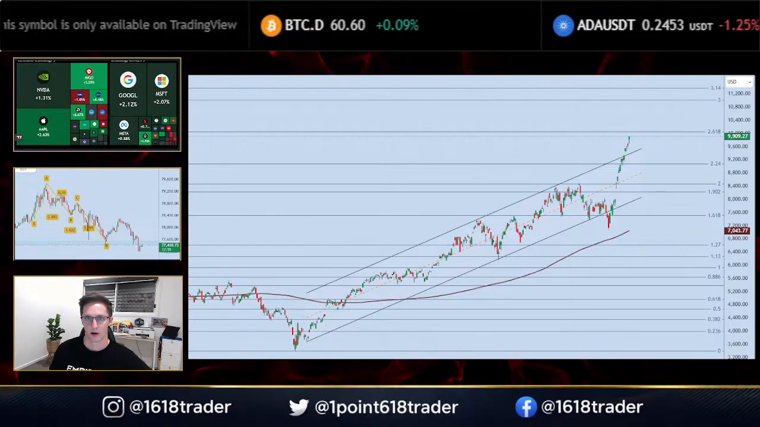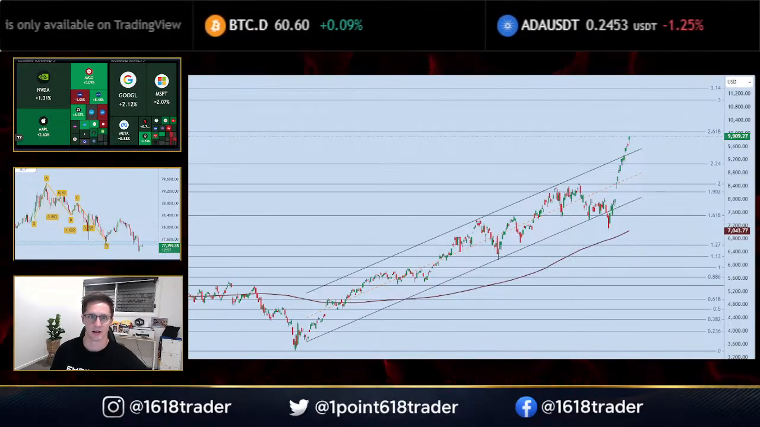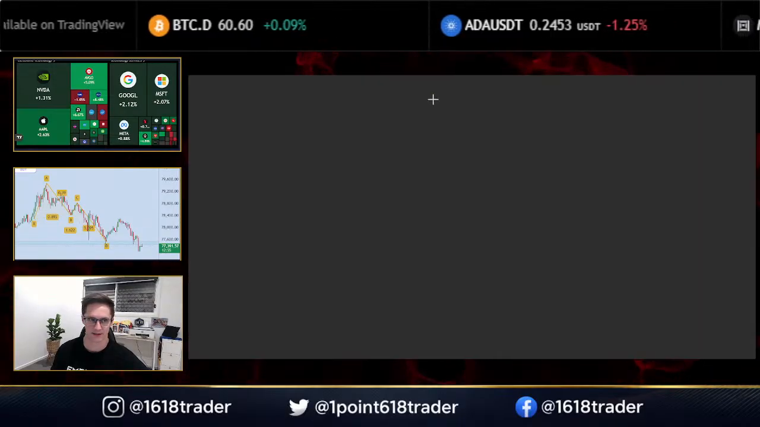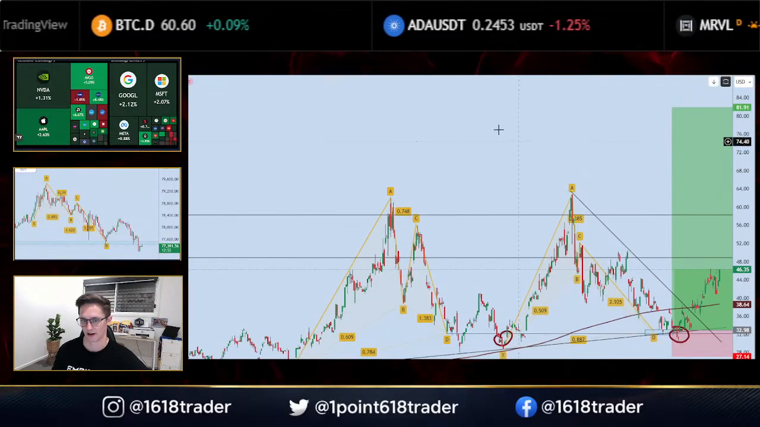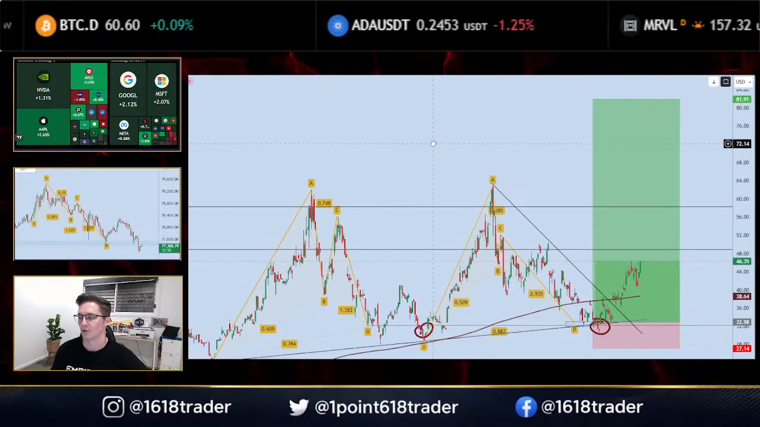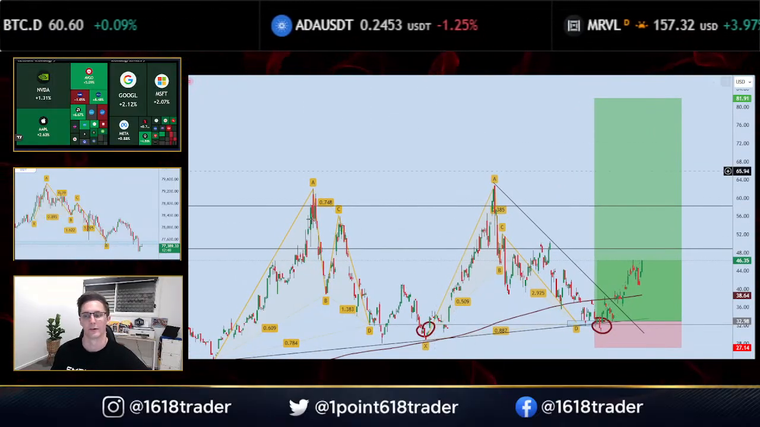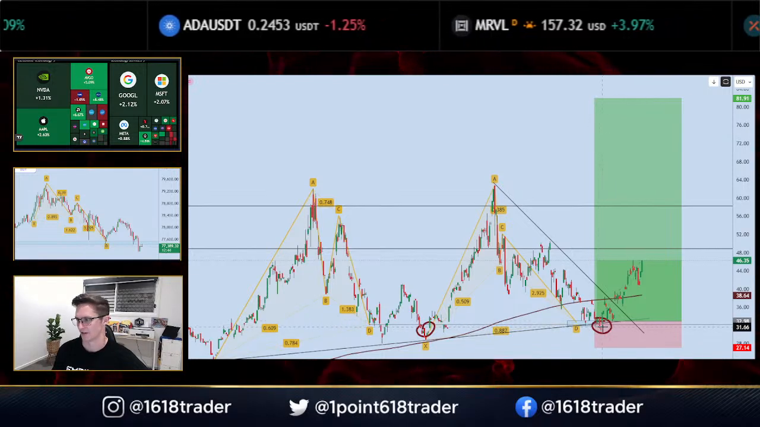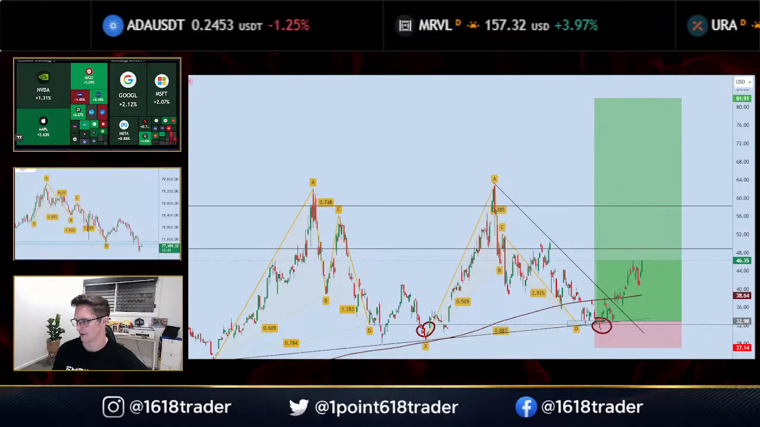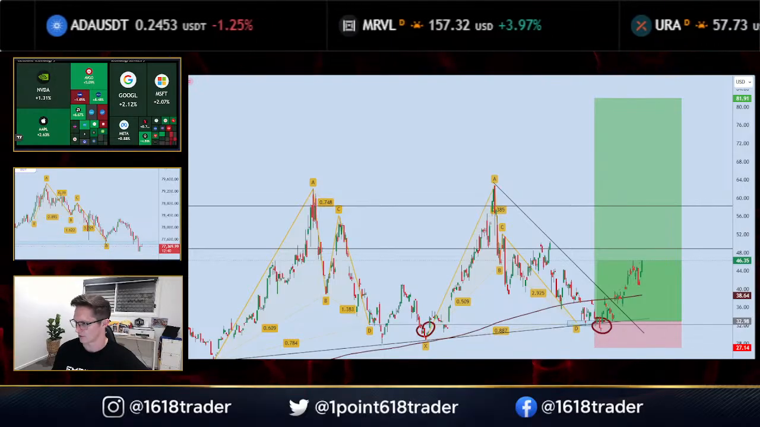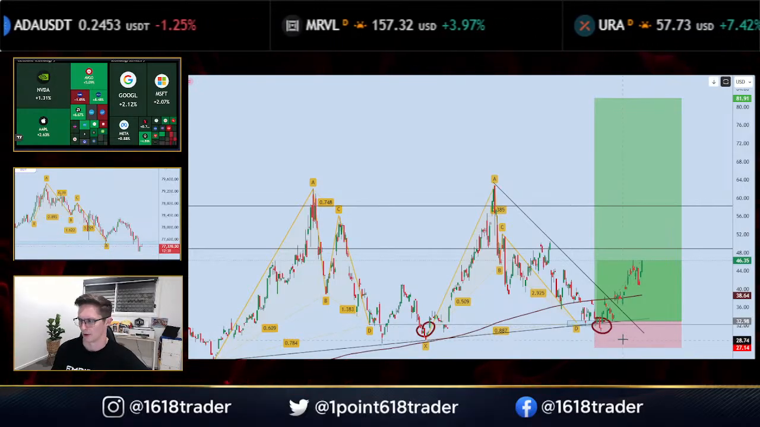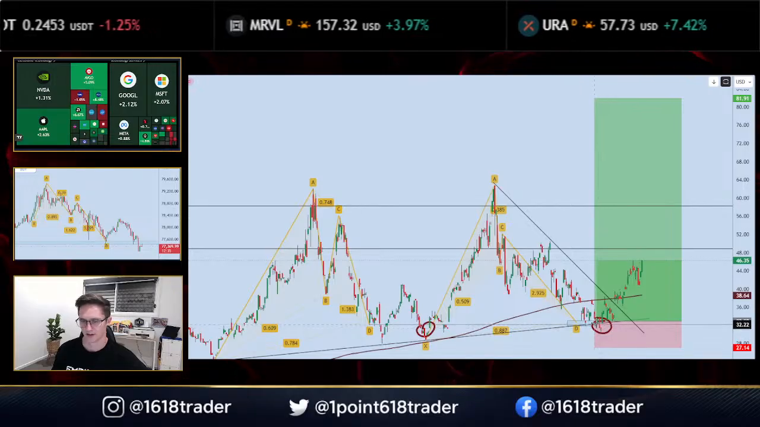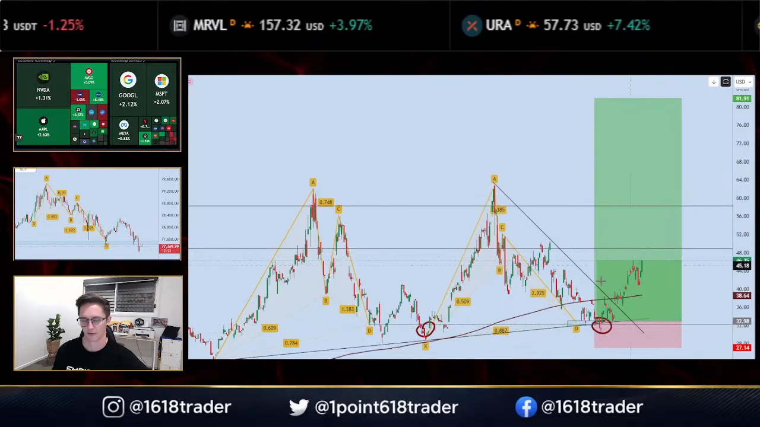Another area I want to talk about is uranium. So if we look at the uranium charts, we called the absolute low on this, the freaking low, like to the dollar, to the day on this one. So you saw the low down here at 32. You can see we pivoted off that.